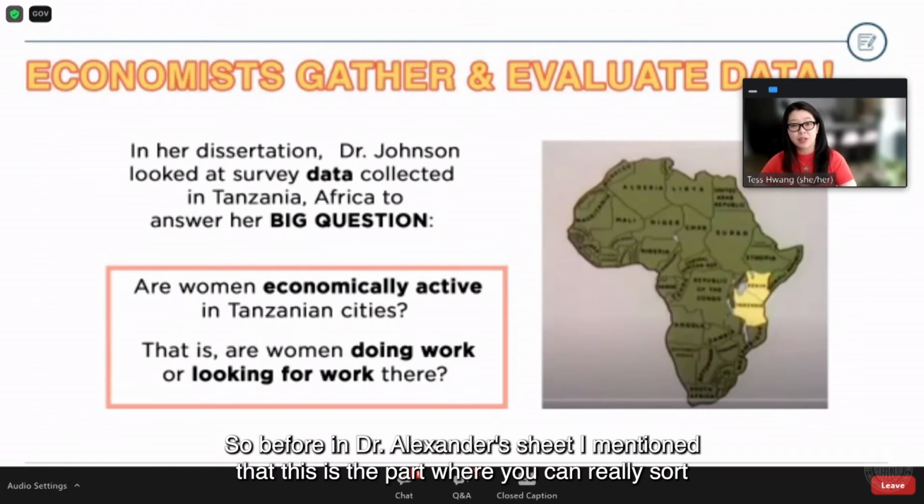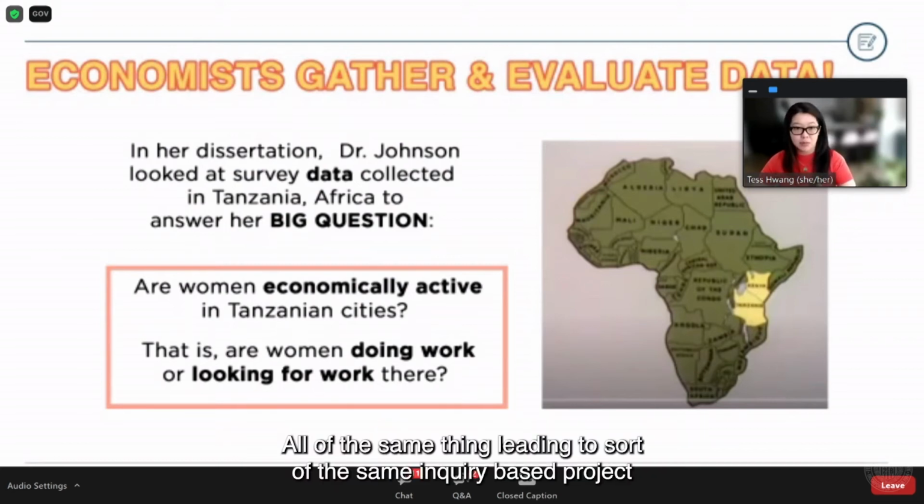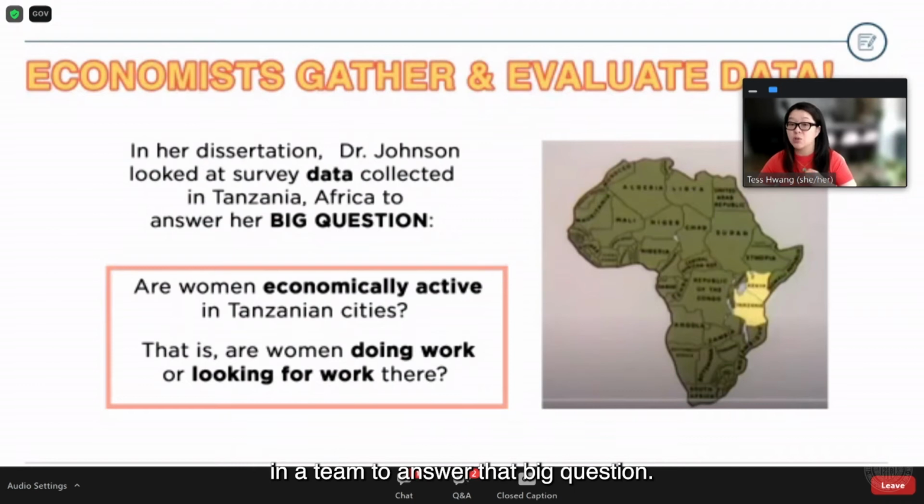So before in Dr. Alexander's sheet, I mentioned that this is a part where you can really sort of differentiate, right? Different questions, all of the same thing leading to sort of the same inquiry-based project where students are then going off on their own, either in a solo project, in a team, to answer that big question. If you can click.